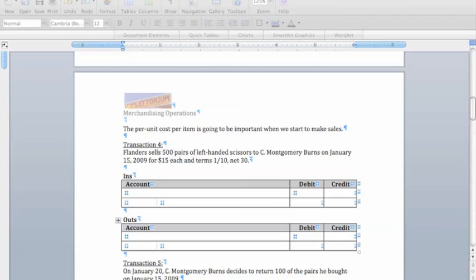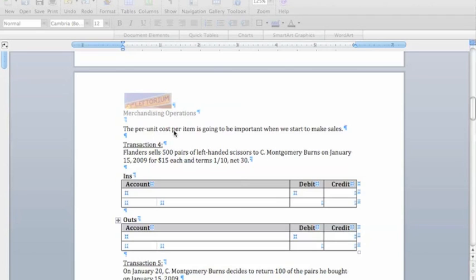So transaction 4 says that we sold 500 pairs of left-handed scissors to Mr. Burns for $15 a piece with terms 1/10 net 30. So that means that Mr. Burns will be able to take a discount of 1% if he pays within 10 days, otherwise he needs to pay within 30.